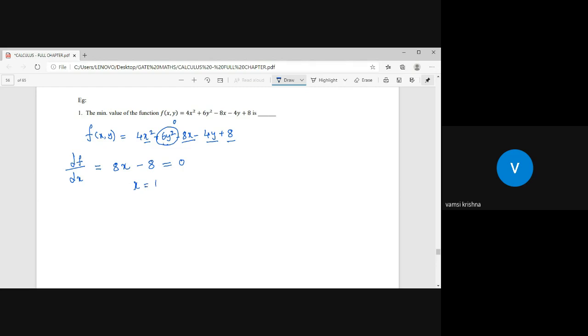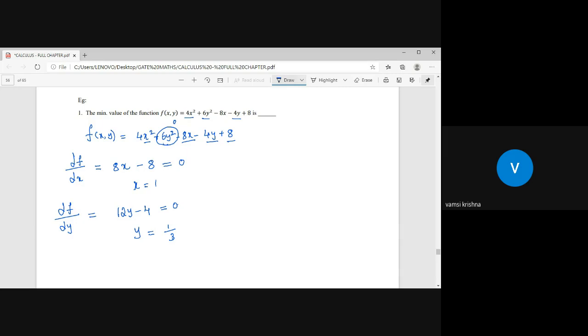Okay, now take the first order differentiation with respect to y. If you differentiate with respect to y, 4x square differentiation, ఇది 0 అయిపోతుంది. First term 0. 6y square differentiation is 12y. ఇంకా y terms ఎక్కడున్నాయి? Minus 4y differentiation is minus 4. Let us equate this equal to 0. Then y value is 4 by 12, ante 1 by 3.